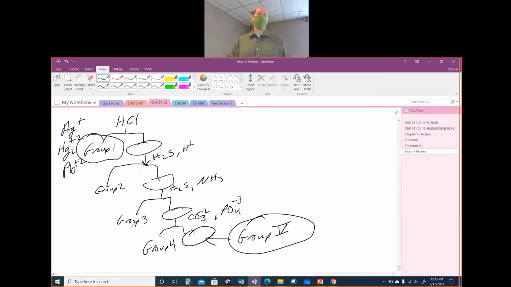You add NH3, you precipitate out group 3. Then you add a carbonate or a phosphate. That's how you precipitate out group 4. How do you get group 5? Group 5 is in solution at the end. It does not get precipitated out. All right, so you should be familiar with the flow chart.